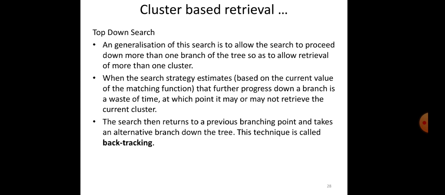We will return to the previous branching point and takes an alternative branch down the tree. This technique is called backtracking. Suppose we foresee that is a wastage. If you go to a particular branch, we will go back to the previous node and we will select the next branch. This particular method is called the backtracking. Hope it is clear.